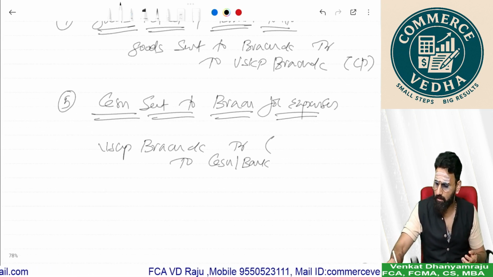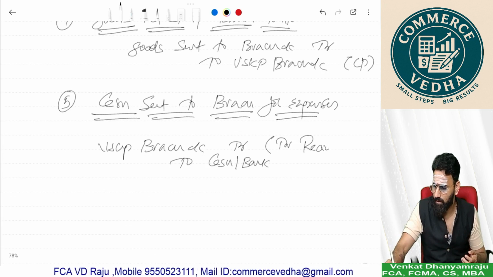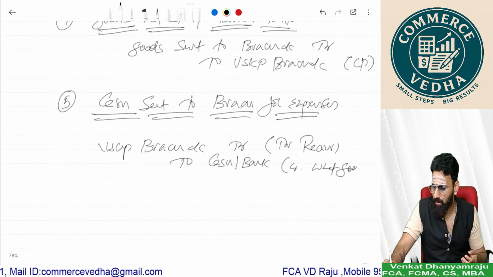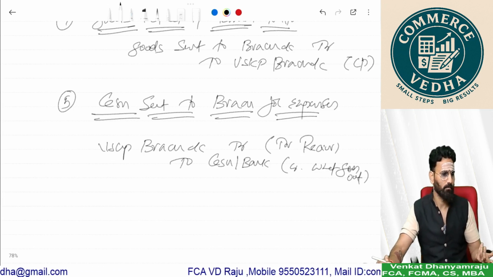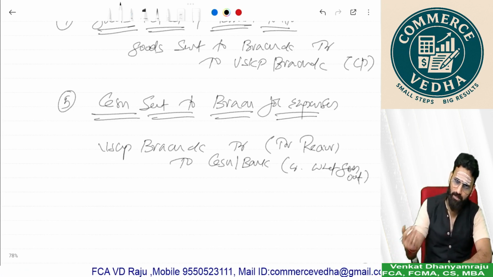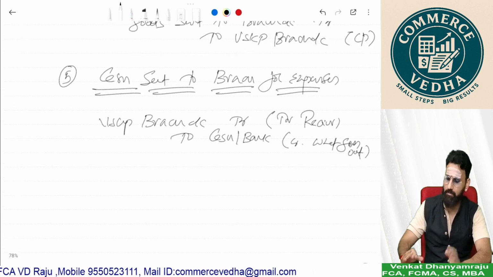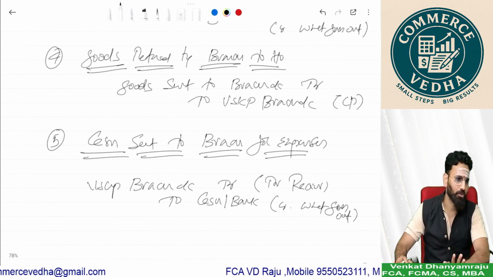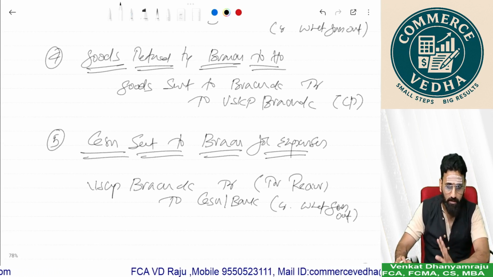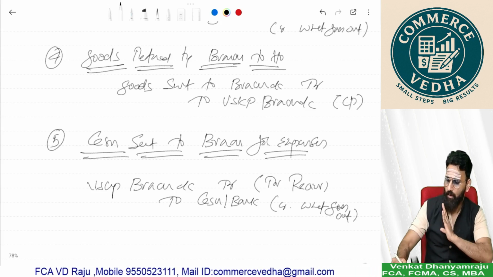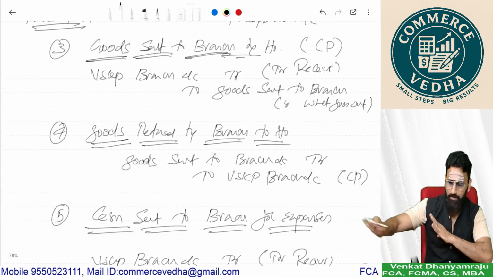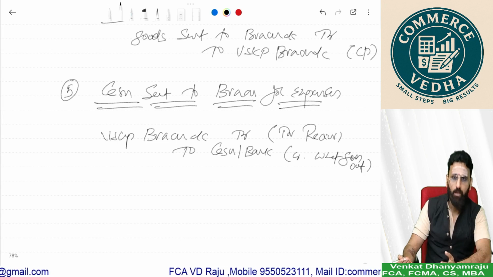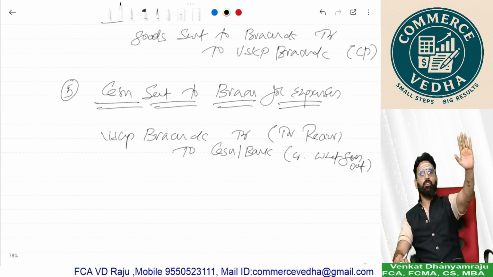Again the rule is debit receiver, credit what goes out. Right? So when you send the cash to branch for expenses, it is branch to cash. Right? Whatever you send to the branch, debit the branch. Credit the respective amount. In this case it is goods because goods left. In this case it is cash because you paid the cash. Clear?